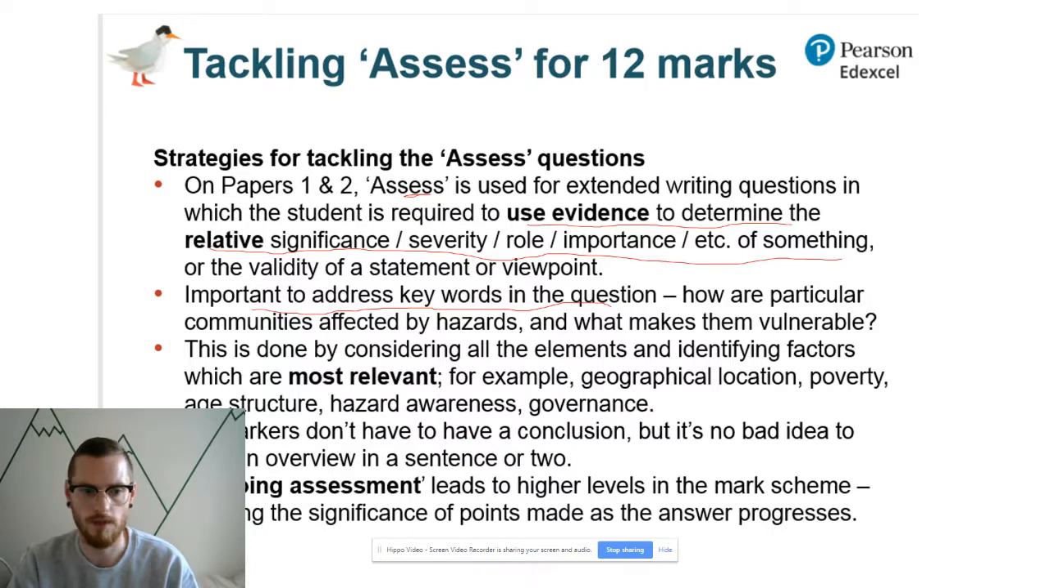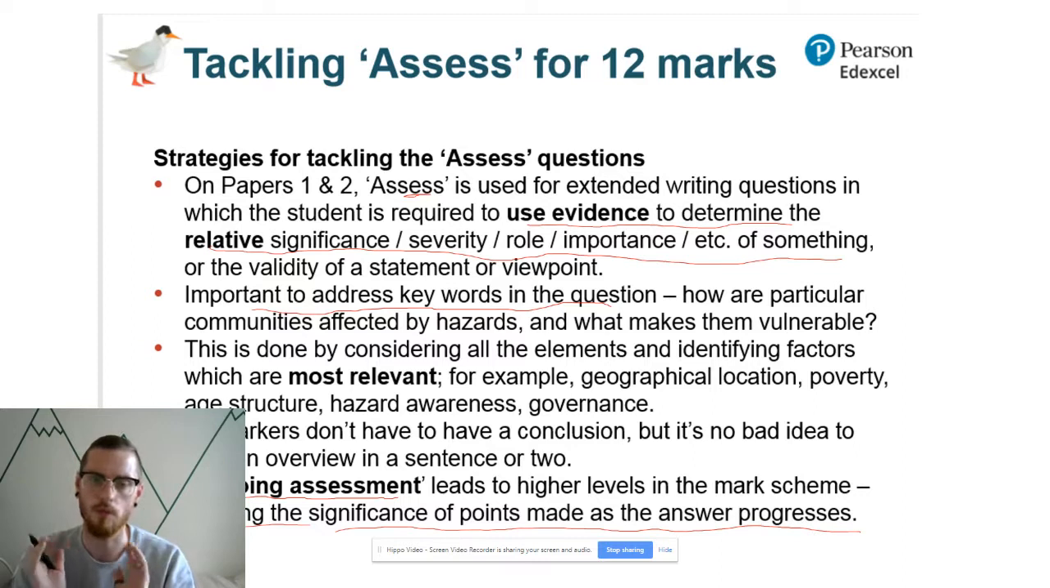And this is important. Ongoing assessment leads to higher levels in the mark scheme, spotting the significance of points made as the answer progresses. This is what I've just gone through. This is finishing each of your points with a judgment, with you weighing up how far you agree with that factor in terms of the key geographical phrase. Do it to get access to the highest level, okay, level 3 on 12 markers.